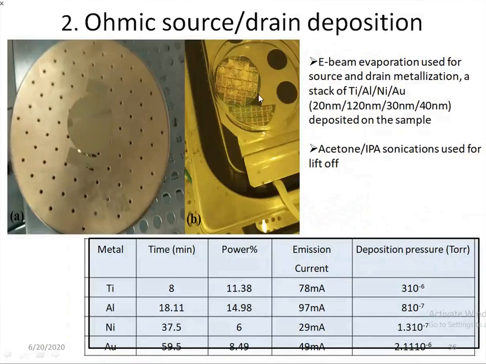Here this is a wafer, a 2-inch wafer that I have used, and I have fabricated around 2000 devices on a 2-inch wafer. For the sonication, we have used an acetone IPA solution, and by this, we complete the second process in fabrication, that is the source and drain depositions.